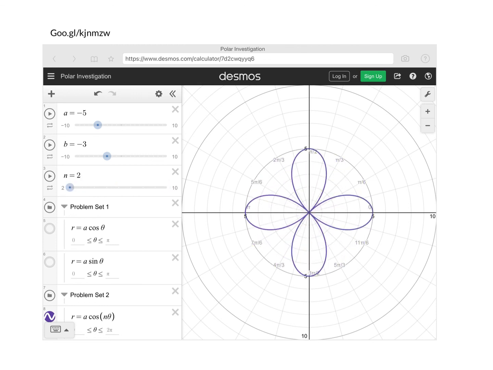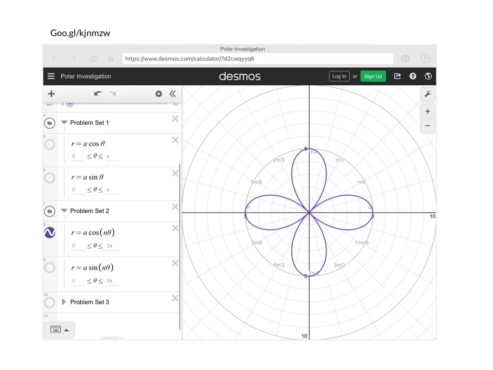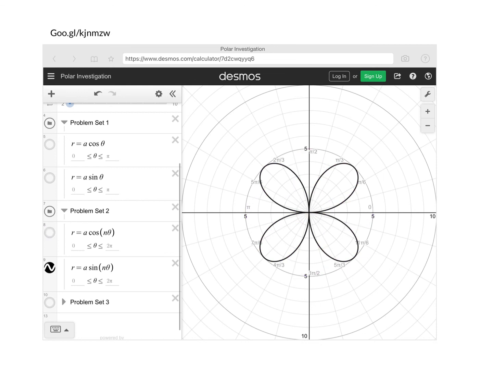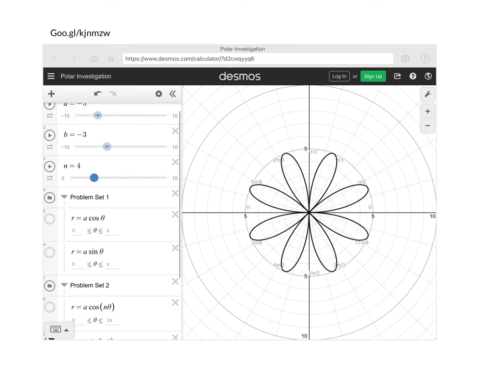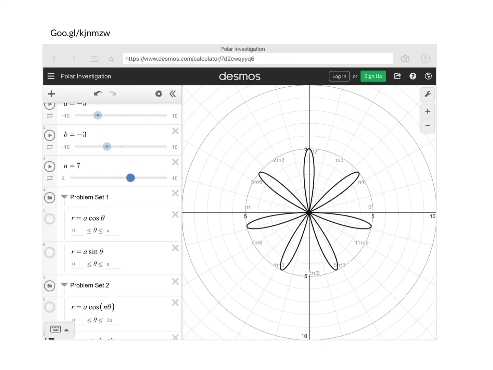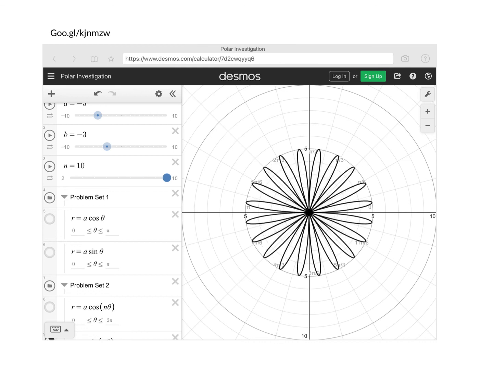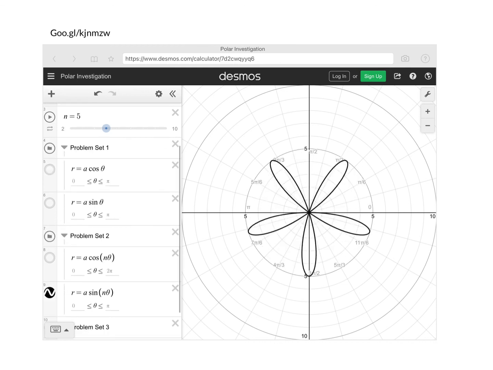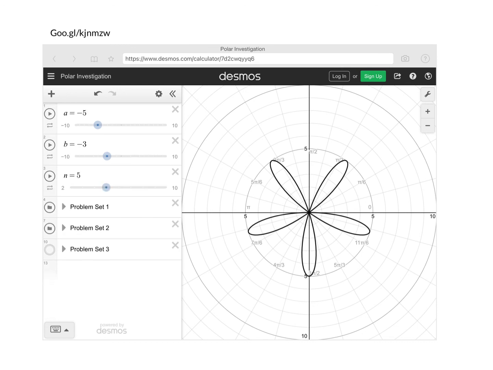Okay, and that's the cosine graph. And you can see what that looks like. If we go and change it to the sine graph, it does something very similar. Right, and there's the sine graph. And again, you can get in and play with these. I'm just going to turn that one off.